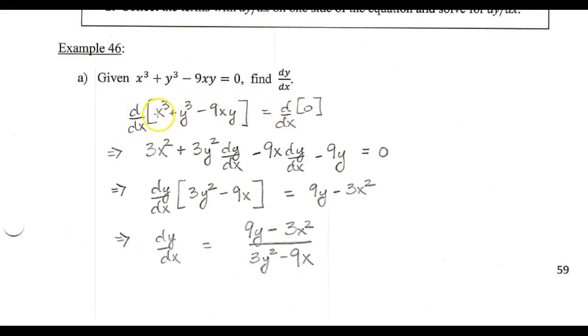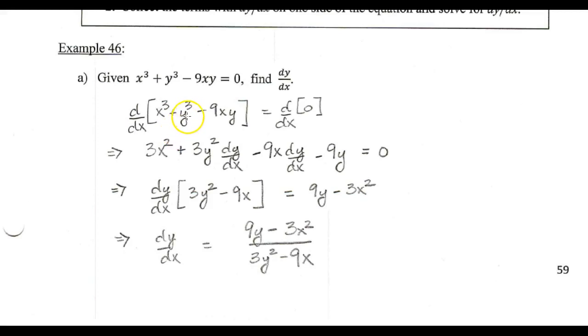So I take the derivative with respect to x of this equals the derivative with respect to x of 0, right? Differentiate both sides with respect to x. When I differentiate x cubed, that's simple. There's no y's in there, so I just think of that normally. The derivative with respect to x of x cubed is, by the power rule, 3x squared.